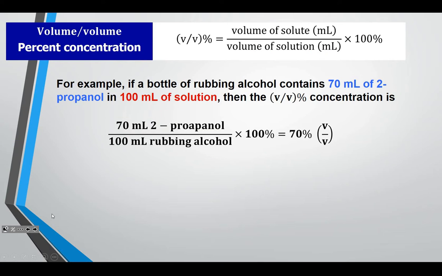So if we had 70 milliliters of 2-propanol, if you've ever been put to sleep, they put you to sleep with 2-propanol. That's that white stuff in the syringe if you're doing a short surgery. In 100 milliliters of solution. Again, if it's in 100 milliliters of solution, very easy, straightforward. Volume to volume, you get your percent.